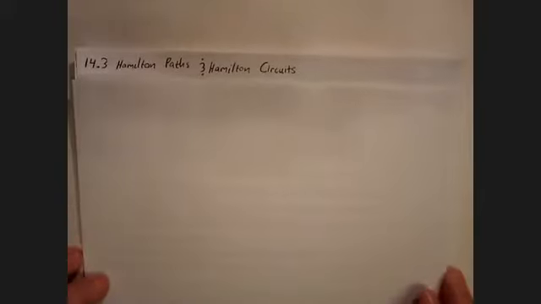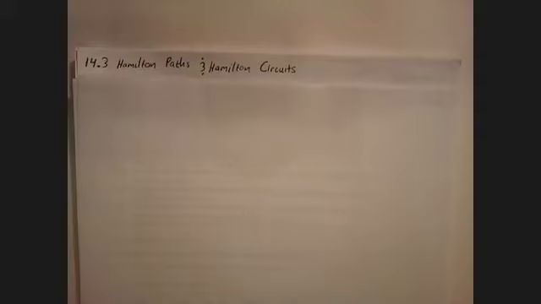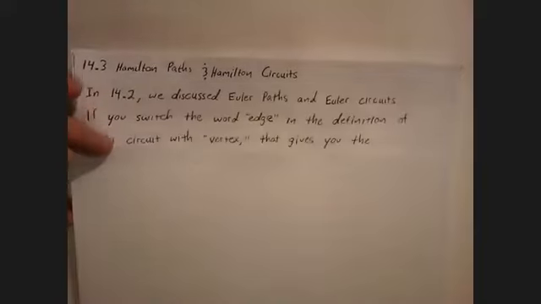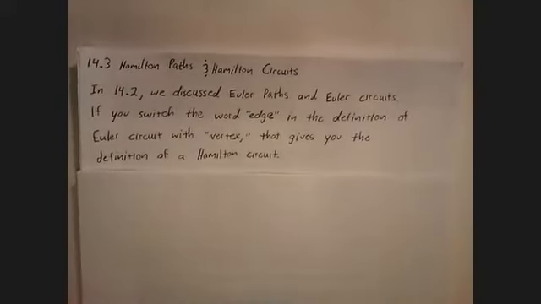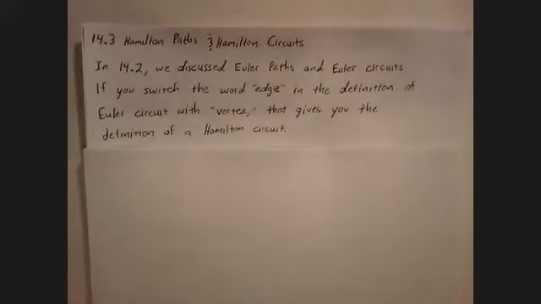All right, let's talk about Hamilton paths and Hamilton circuits. So in 14.2, we talked about Euler paths and Euler circuits. If you take the definition of those and you replace edges with vertices, then you get the definitions for Hamilton paths and Hamilton circuits. That's what we're basically going to do and explore what happens with those.